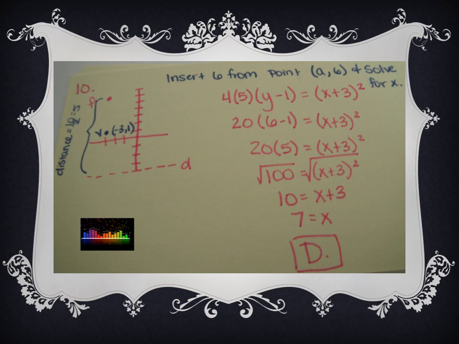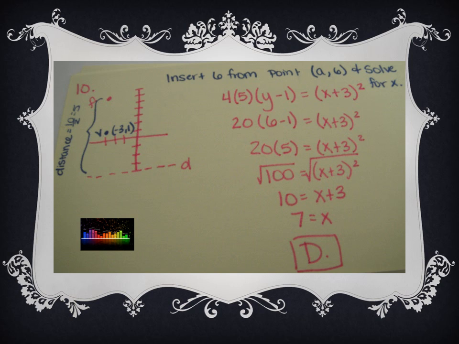Then insert your vertex and whatever we got for p into the standard form of a parabola. So you get 4 times 5, which is p, (y − 1) = (x + 3)². 4 times 5 gives you 20, and then we're going to insert the point that they give us. So we're given a 6, so we substitute 6 for y and then solve for x. So we end up getting 20(6 − 1) = (x + 3)².